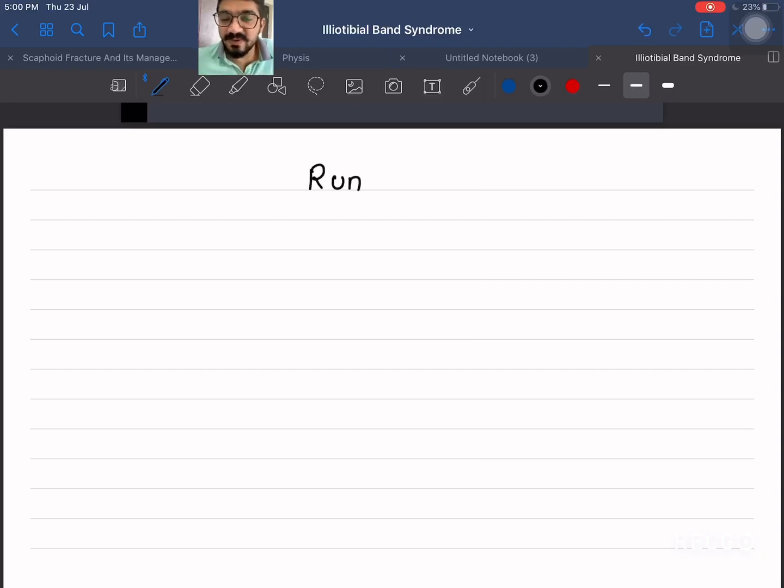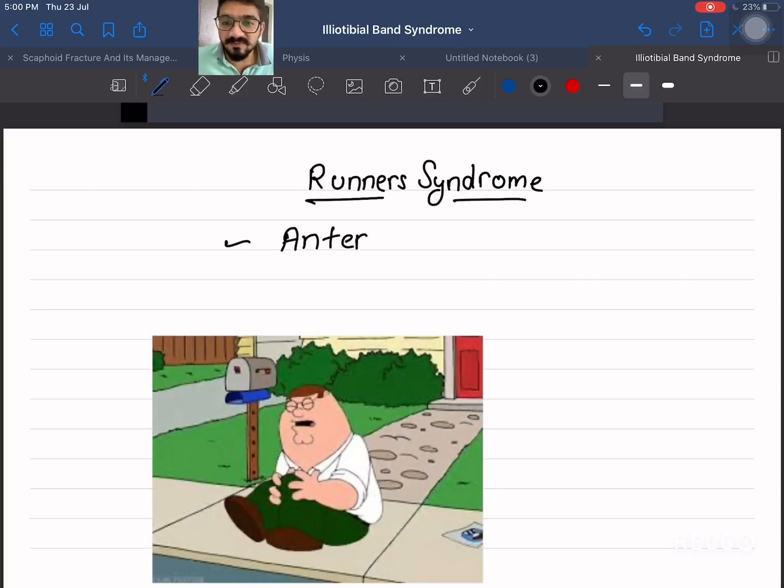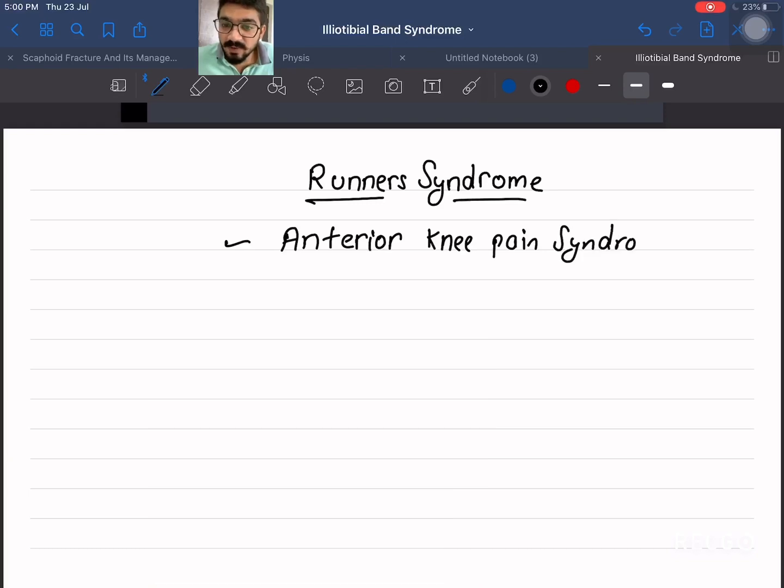Hey everyone, today I'll share information about runner syndrome. In runner syndrome, anterior knee pain occurs, and there are a lot of causes of anterior knee pain. One of them is patellofemoral pain syndrome and pes anserine bursitis.